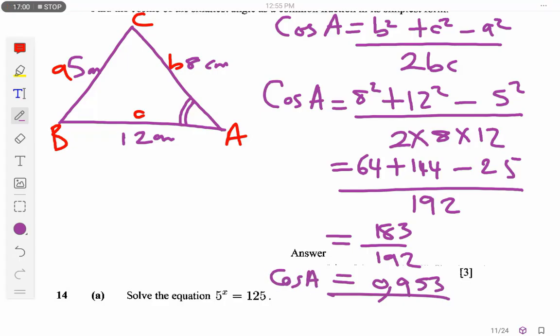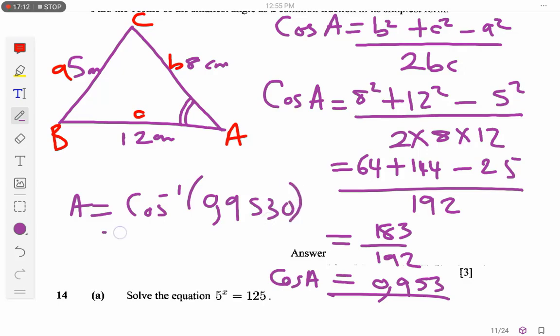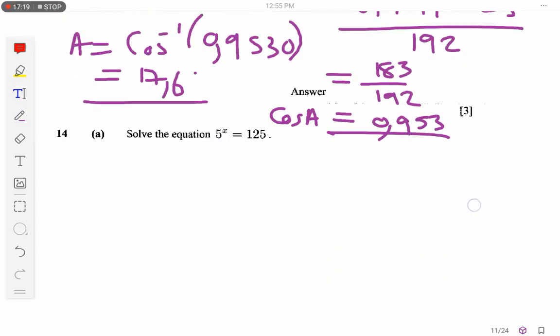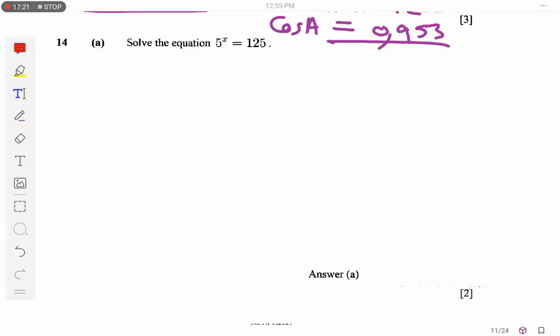But we want the angle A. So we can say A is equal to arc cos of 0.9530 there. So it's going to be 17.6 degrees. That's our answer there. Okay, let's move on to the next question.